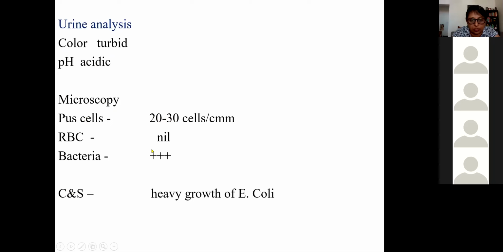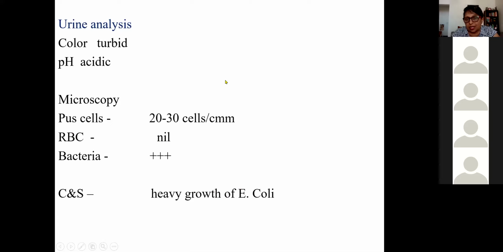And then this bacteria also you can see under the microscope, but which bacteria it is has been identified by the culture and sensitivity, and it has been found out that it is E. coli. And suppose if there is RBC, now it is nil, but if RBCs were there, some 0 to 10 cells, then there are different conditions. You can go for pyelonephritis, or you can say that it may be due to some urinary stones.